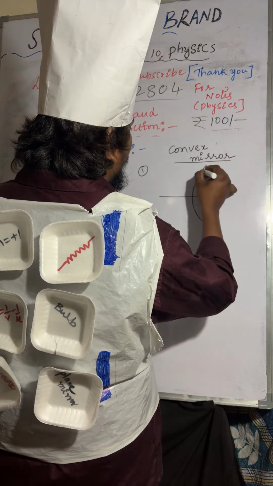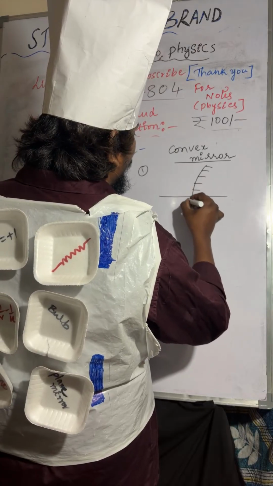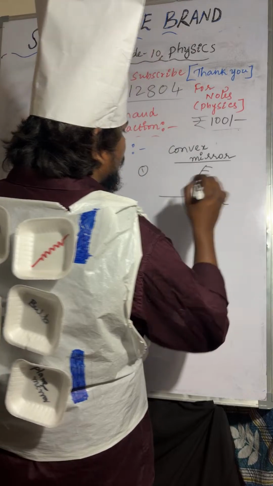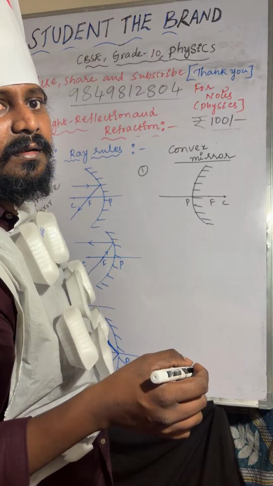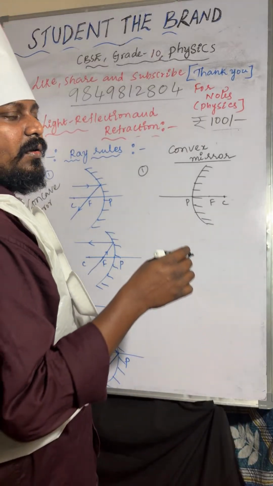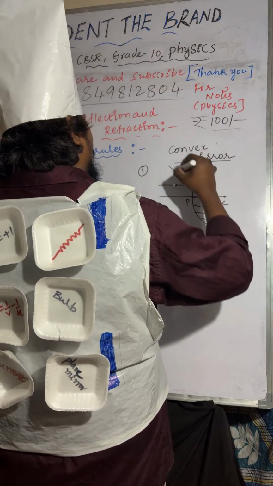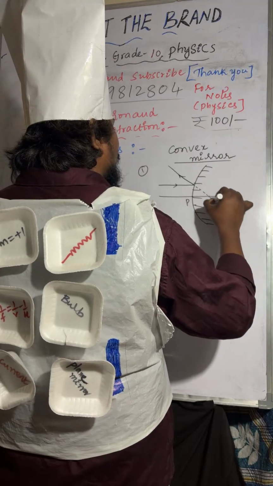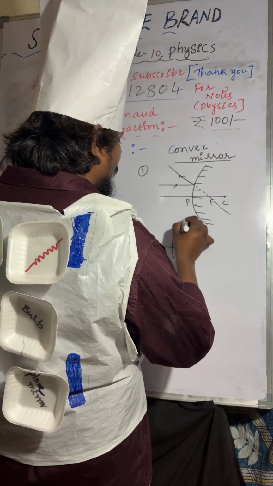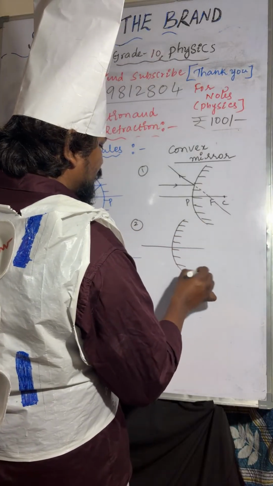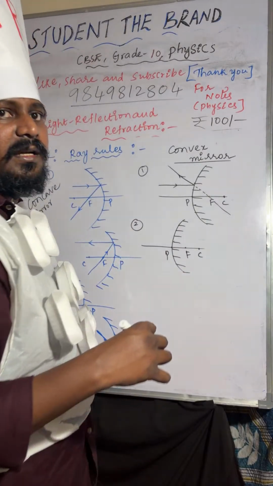So first one, I am taking a convex mirror like this. Pole, focus, center of curvature. Light ray is coming from infinity, after reflection it moves away from the normal line, so it appears to pass through focus, first point. And coming to the second one, here is the pole, focus, center of curvature.